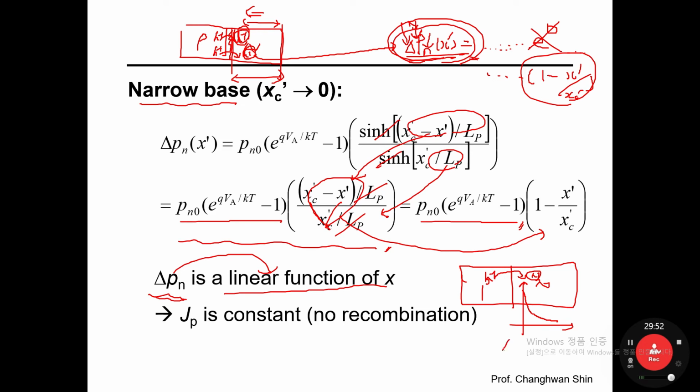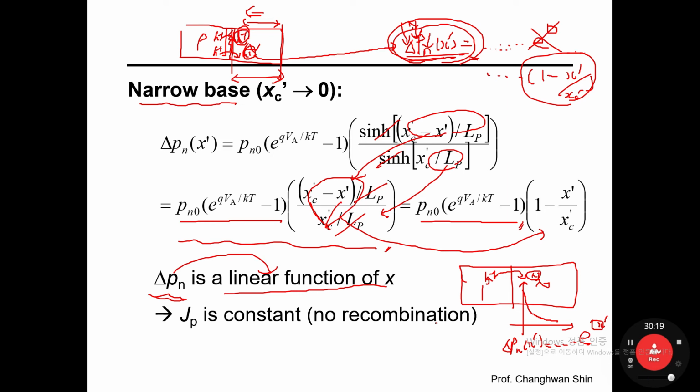What does it mean? Delta p sub n of x prime is some exponential of x prime. Think about the second step of the ideal diode analysis. If you have forgotten all the ideal diode analysis, please stop here and review what we have learned in ideal diode analysis. There are three big steps.